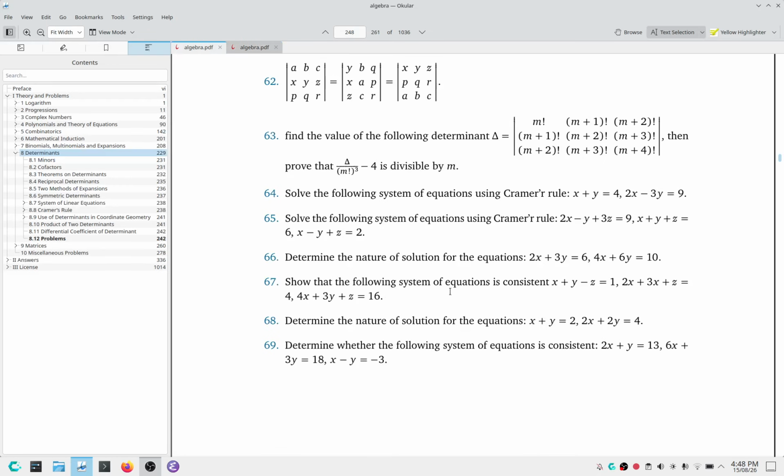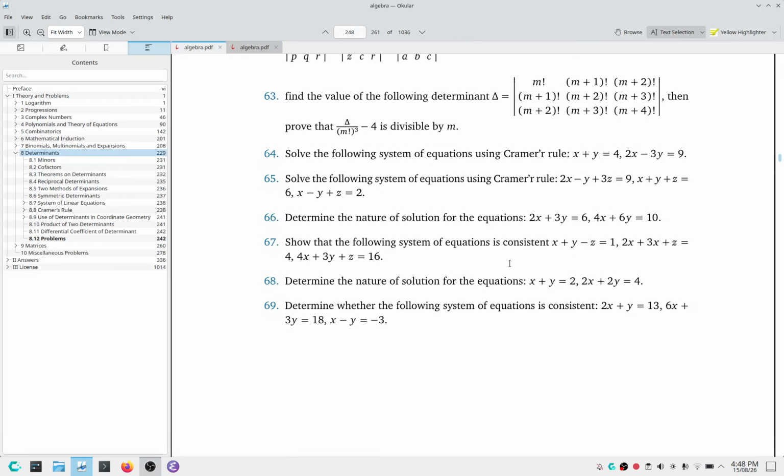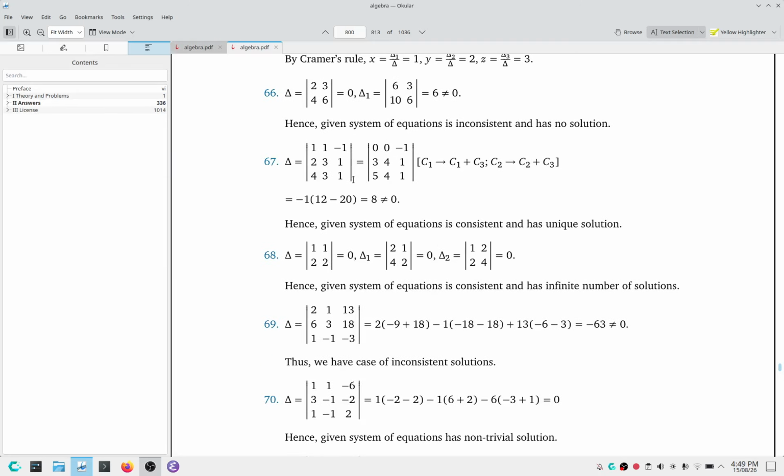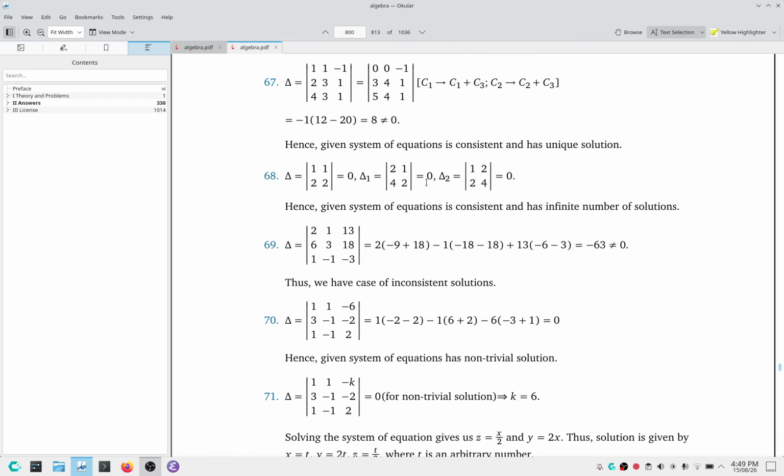Question 67 asks us to prove that the system of equations is consistent. The system of equations is x plus y minus z is equal to 1, 2x plus 3y plus z is equal to 4, 4x plus 3y plus z is equal to 16. So this is question number 67. All right, so we find out delta is not equal to 0. Since delta is not equal to 0, the given system of equations is consistent and has a unique solution.